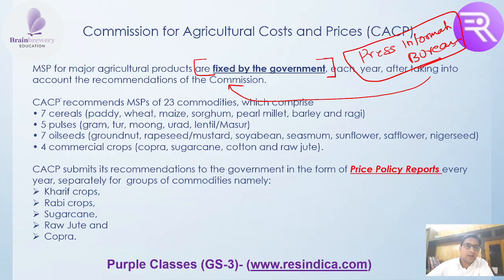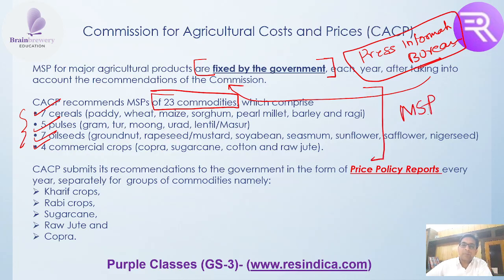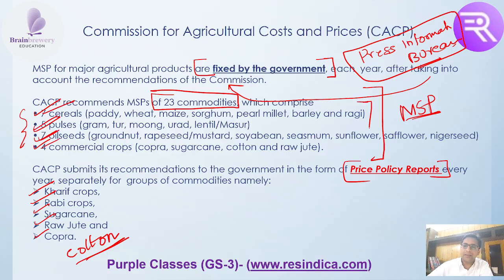So CACP recommends 23 commodities. There are 23 commodities under 4 heads: 7 cereal crops, 5 pulses, 7 oilseeds, and 4 commercial crops. For these, MSP is declared by the government. This price policy research comes under 6 groups: kharif crop, rabi crop, sugarcane, raw jute, copra, and cotton. So these are the 7 cereal crops, 5 pulses, 7 oilseeds, and 4 commercial crops. You can read all these names written over here, right?